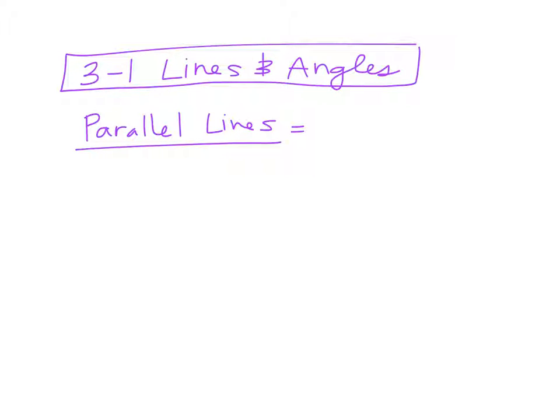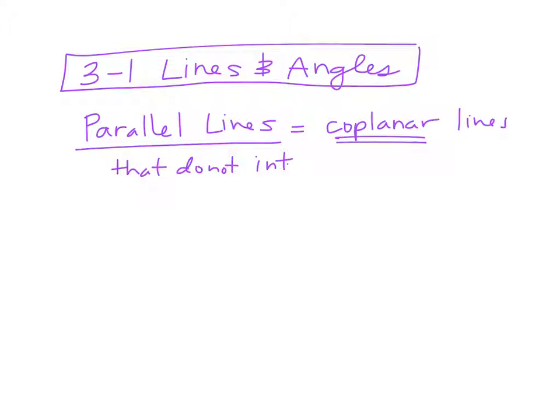So parallel lines are going to be coplanar lines. Okay, and that's the key difference right there: coplanar. Coplanar lines that do not intersect. Sorry, I didn't really put a space in there. So parallel lines have to be coplanar. The way that we will mark parallel is we'll just draw two parallel lines. So when you see that, you need to think, is parallel to? Okay.